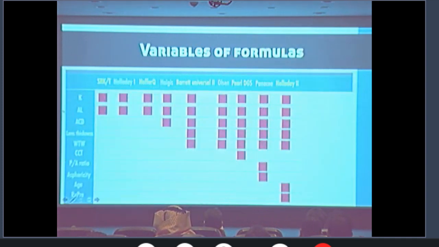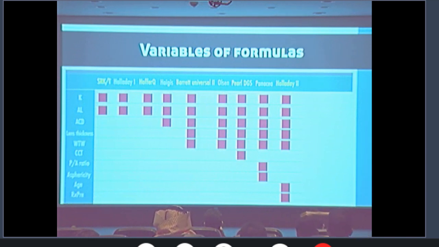So here are the variables for each formula. For SRK/T and Holladay, I excluded SRK1 and 2, okay? You need only the K readings and axial length, and for sure the IOL constant. For Hoffer Q, the same. For Haigis, you have to know the AC depth, the optical AC depth, optical, not ultrasound.